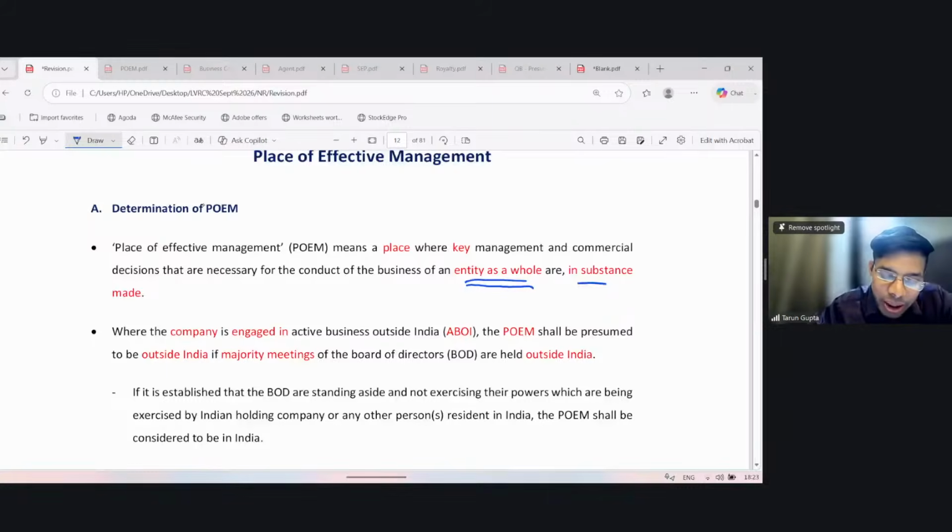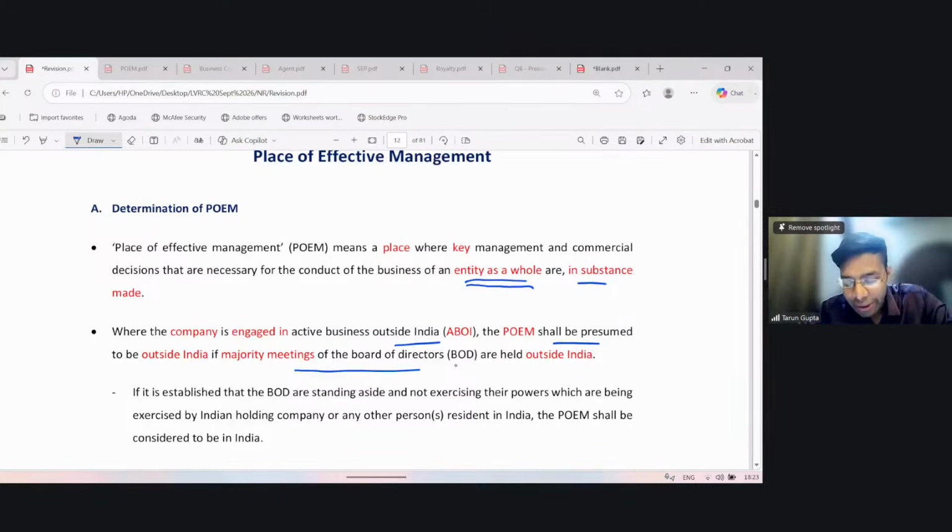Now it says how to determine it. Where the companies engage in active business outside India, ABOI, the POEM shall be presumed to be outside India if majority meetings of board of directors are held outside India. Clear? Okay.